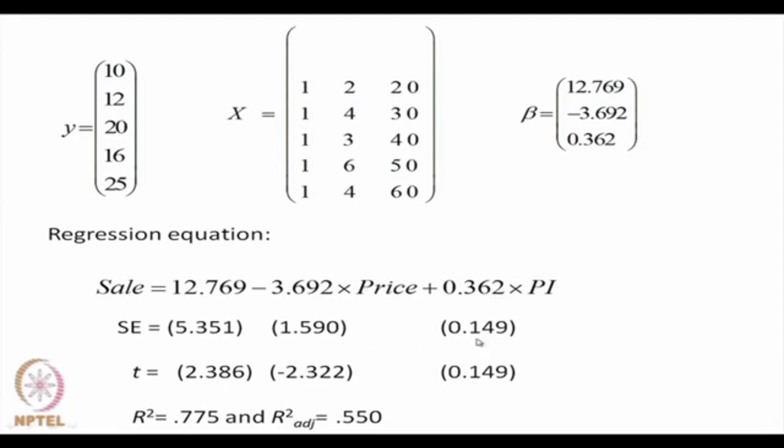The standard error of the estimate is 0.149, and the t value, this may be a little erroneous, I think it is, because 0.362 divided by 0.149 would be a little different, maybe 2 point something and not 0.149. This may please be corrected. I cannot calculate it right now, but it appears that there is an error, and I have to wait for the values.